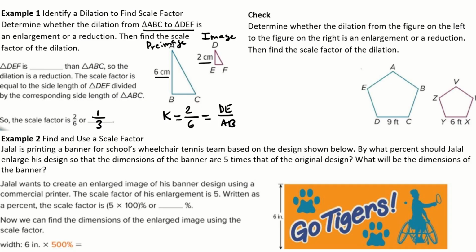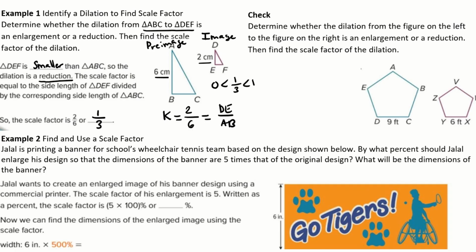Notice that in this case, we're going from left to right, and so this is a reduction because the image got smaller. Since triangle DEF is smaller than that triangle, it has to be a reduction. And so we found the scale factor for that. Notice that 1/3 is between 0 and 1, and that's why we refer to it as a reduction.